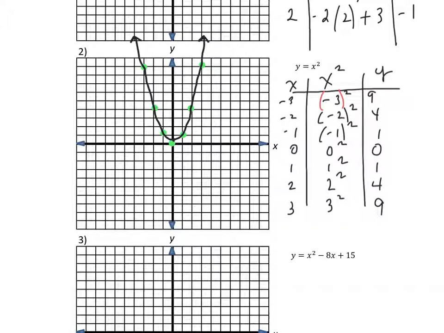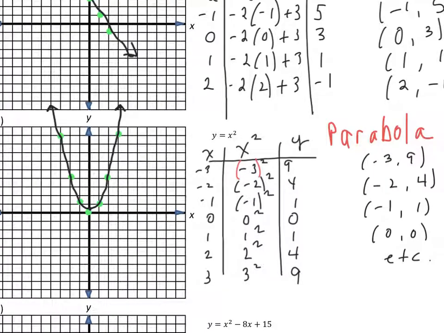This shape is called a parabola, and it's because we have an x squared in our graph. And these are going to be the focus of this class in future classes. So here we are, it's called a parabola.